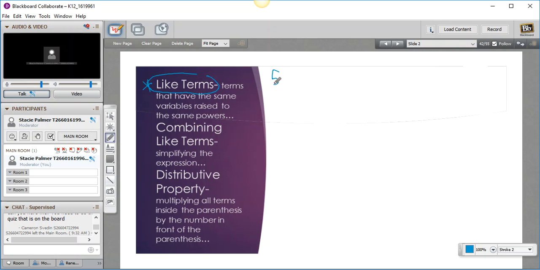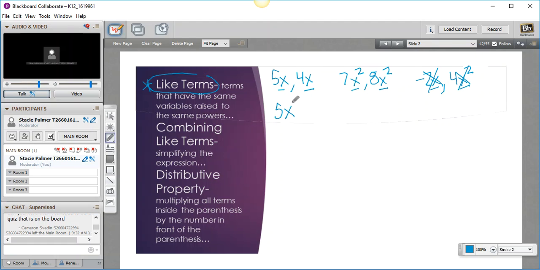For example, 5x and 4x. These would be like terms because they both have an x raised to the first power. Or 7x squared and 8x squared. These are like terms because they both have an x raised to the second power. Let's say we have a negative 2x and a 4x squared. These would not be like terms because this one has an x, this one has an x to the second power. Okay, so we would not consider those like terms.